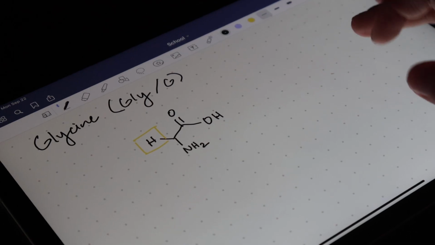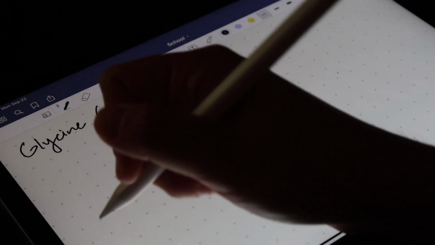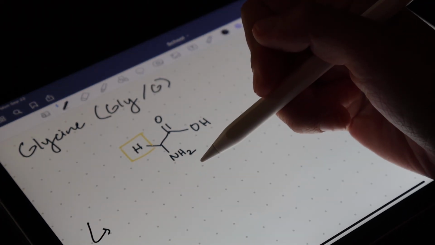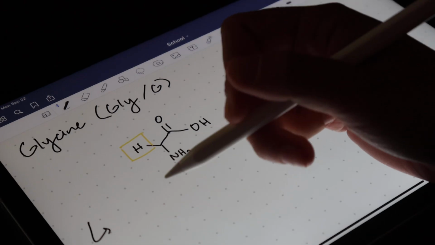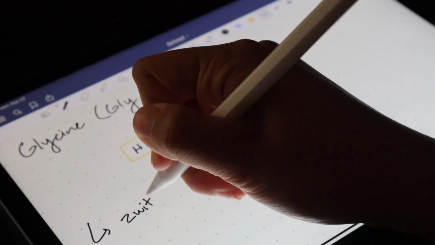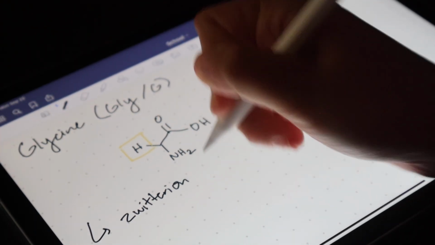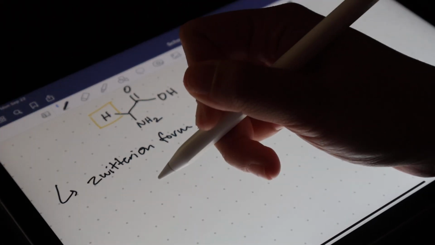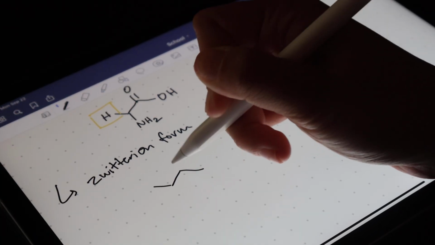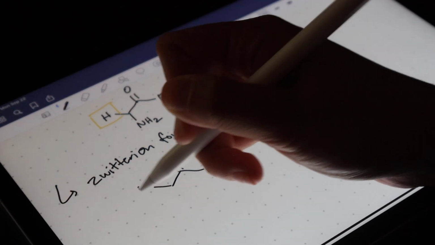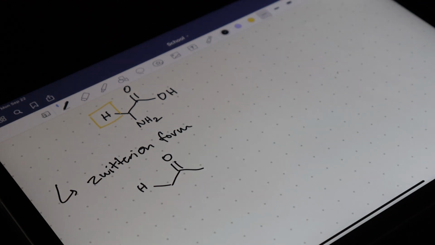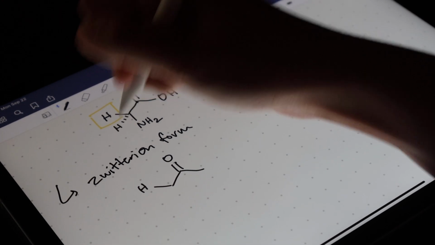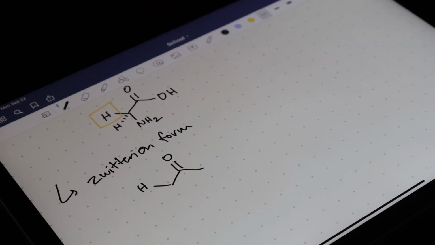So that's glycine. Another thing to note is sometimes you will see amino acids drawn in their zwitterion form, which is just where, if we draw the same structure again, we have our hydrogen on the R group, and obviously the other hydrogen I'm not really drawing, but it's there.